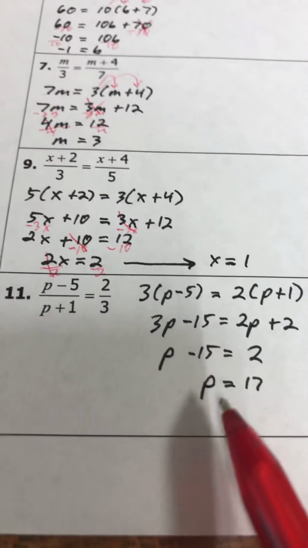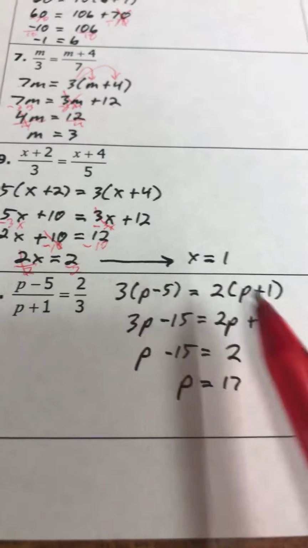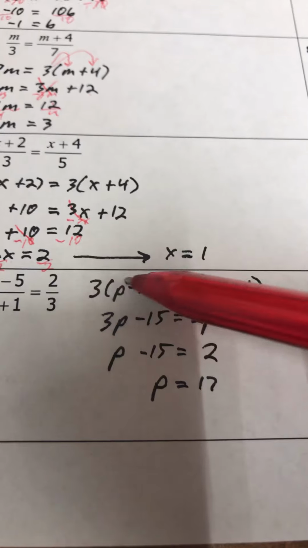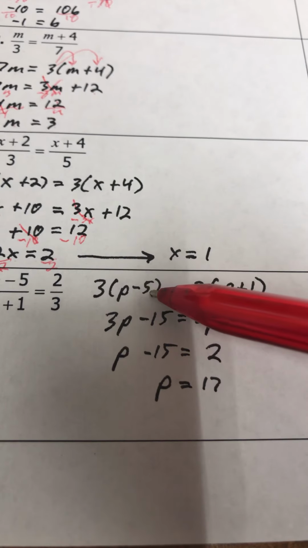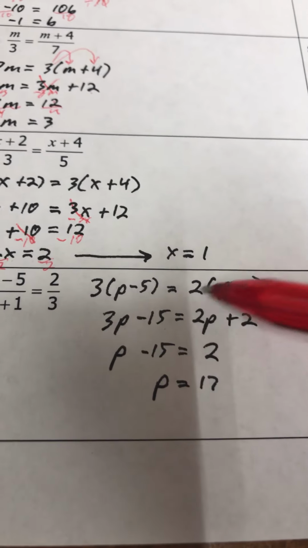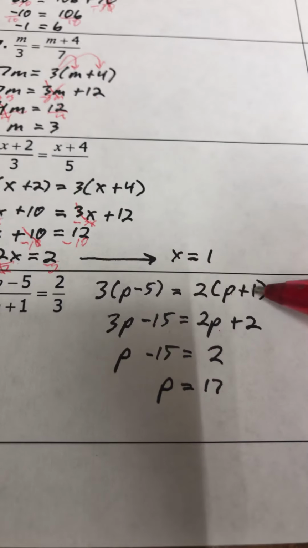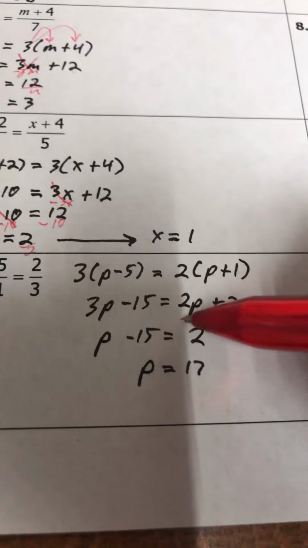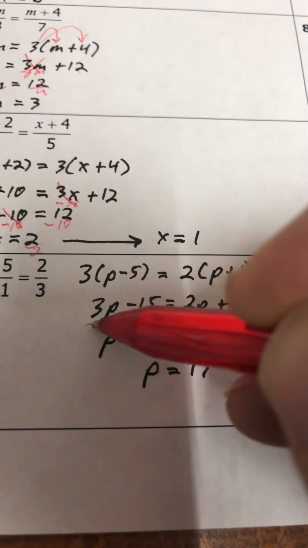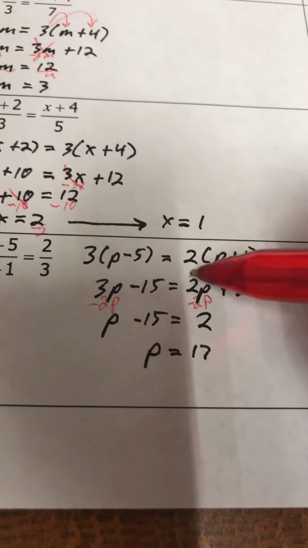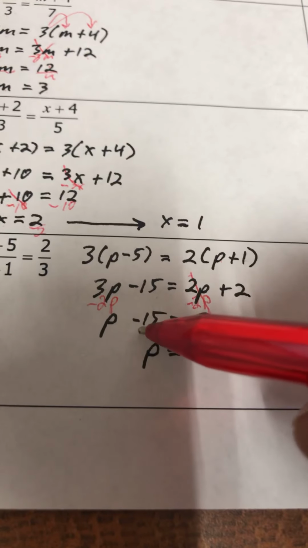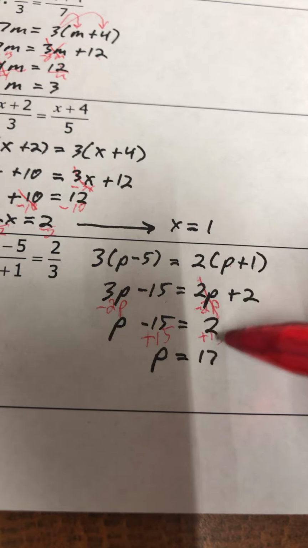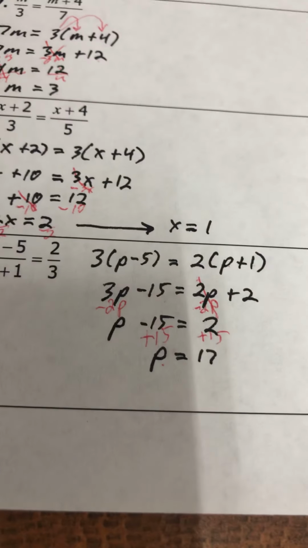And lastly, number 11, I end up with 2 distributive property problems again. 3 times p is 3p. 3 times a negative 5 is a negative 15. 2 times p is 2p. 2 times 1 is 1. I subtract 2p from both sides. And then I added 15 to both sides. And you end up with p equals 17.